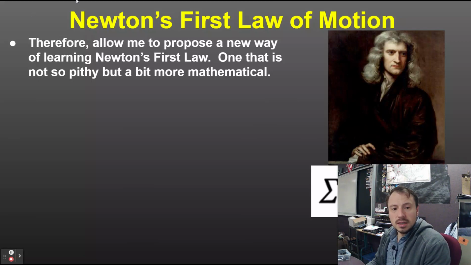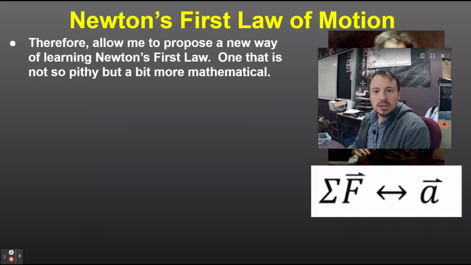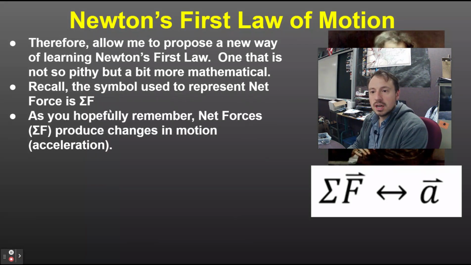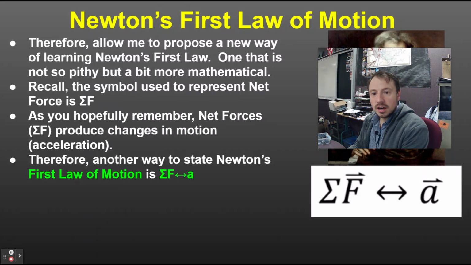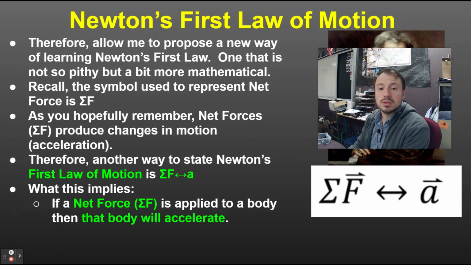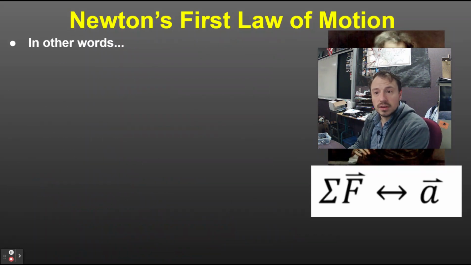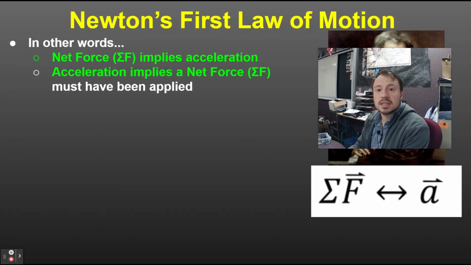So let me just propose a new way to look at Newton's first law, one that is a little more mathematical. Remember the symbol used to represent net force. You hopefully remember net forces produce change in motion, or acceleration. Another way to write Newton's first law of motion is this equation. Net force implies acceleration, basically. If a net force is applied to a body, that body will accelerate. If a body accelerates, then there must be a net force applied to it. You cannot have one without the other. In other words, net force implies acceleration.